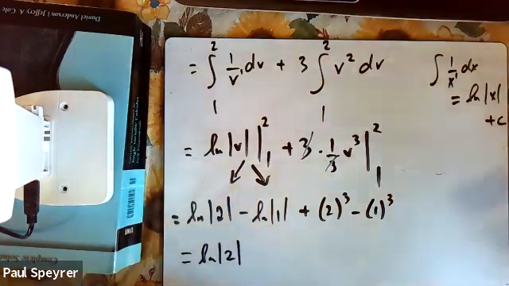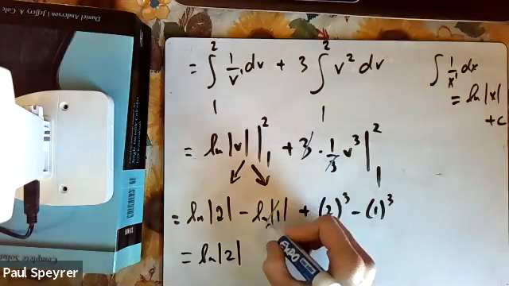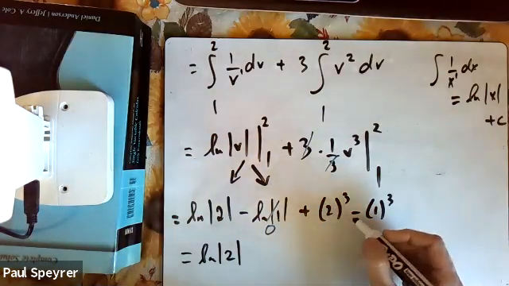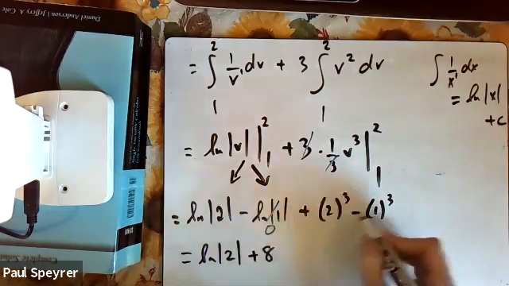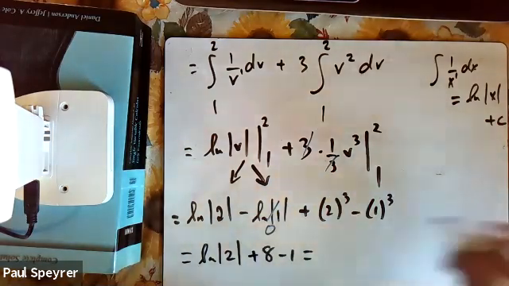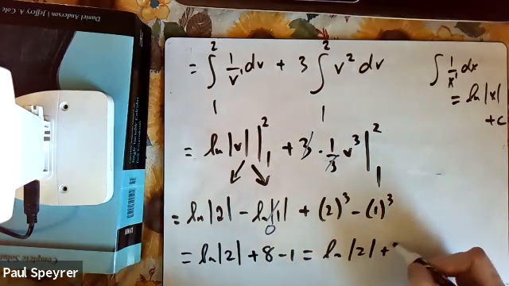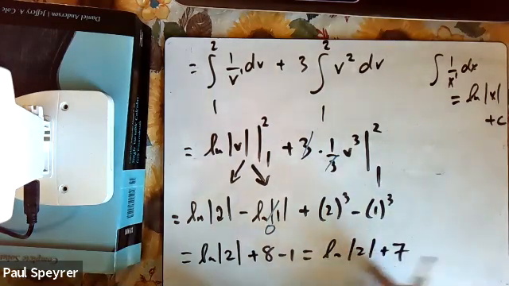Natural log of 1 is something nice, so this is 0 right here, and we don't need that. And then we have plus 2 cubed, that's 8, and then minus 1. So what does that equal ultimately in the end? Natural log of 2 plus 7. This would be your final answer right here.